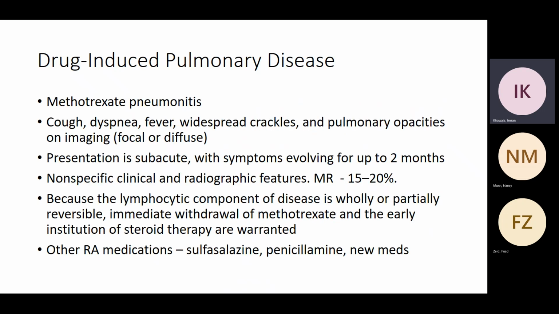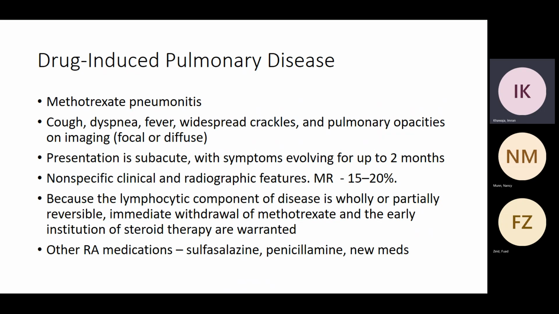The other thing that we need to consider is drug-induced pulmonary disease. We use different medications in rheumatoid arthritis, including methotrexate. Patients can have pneumonitis due to these medications. And most of the time, the presentation of these patients is inflammatory with a lymphocytic component, and they respond to steroids, and they respond to stopping the medication.